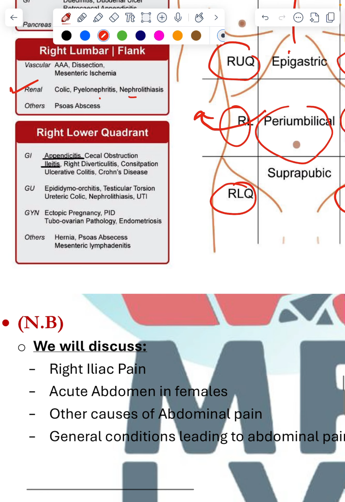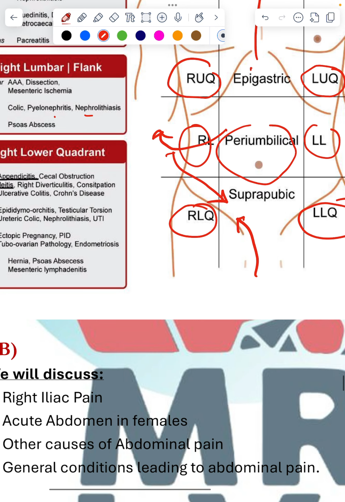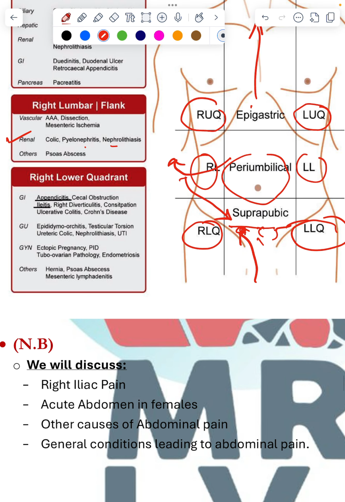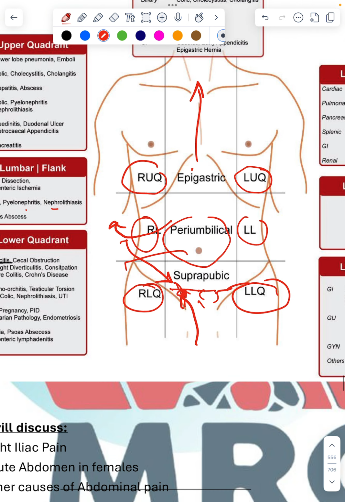Right lower quadrant, or you can call it the right lower iliac fossa. Appendicitis is the commonest. Cecal obstruction, ileitis, diverticulitis, Crohn's disease, epididymo-orchitis from the testis going up, testicular torsion, ureteric colic coming from above. So these are the right quadrant pains. And in females, the uterus is in the center and the ovaries are on both sides. So torsion of the ovary, any pathology with the tubes, then hernia, inguinal hernia, all these may lead to right lower quadrant pain. So right lower is very important. Most of the diseases are right lower.